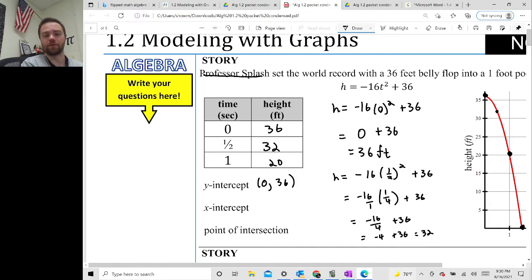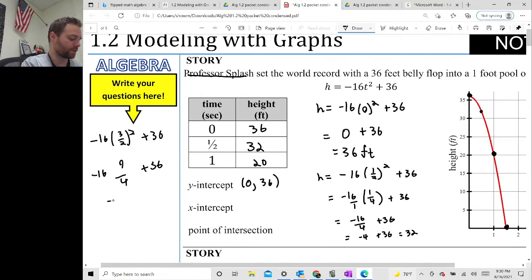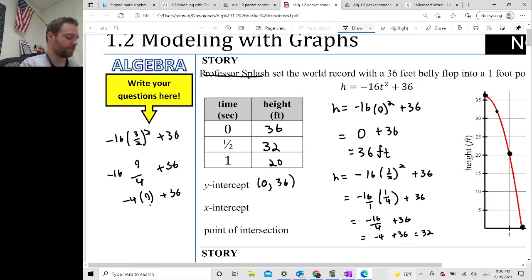Over here, if I plug in 3 over 2, I should get 0. So 3 over 2 squared plus 36. 3 squared is 9, 2 squared is 4. So I've got negative 16 divided by 4 plus 36. Negative 16 divided by 4 is negative 4. So I've got negative 4 times 9 plus 36. Negative 4 times 9 is negative 36, plus 36 is going to be 0. That just shows you that the math works, right? When the time is 3 over 2, or 1.5 seconds, you get back 0 for the height.